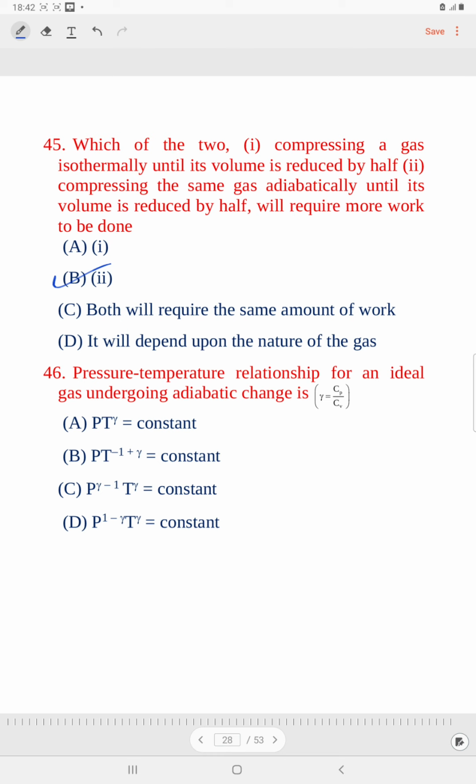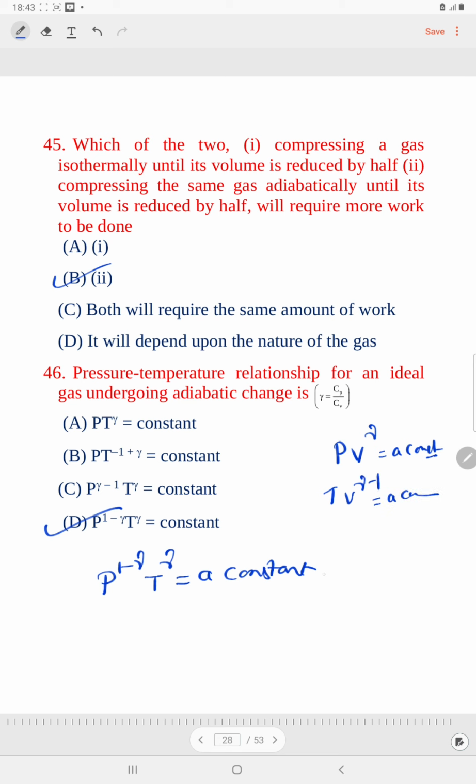46. The pressure temperature relationship for an ideal gas undergoing adiabatic change is P power 1 minus gamma, T power gamma equals a constant, which is option D. Students, there are 3 equations for the adiabatic process. One is PV power gamma equals a constant. Another one, TV power gamma minus 1 equals a constant. And this is the third one, that is option D. So the first one is between P and V. The second one is between T and V. The third one is between P and T.